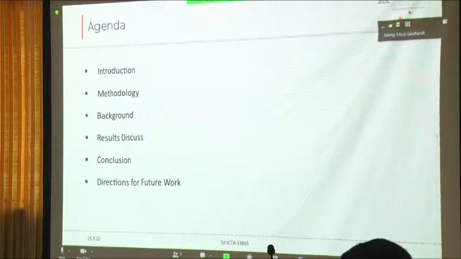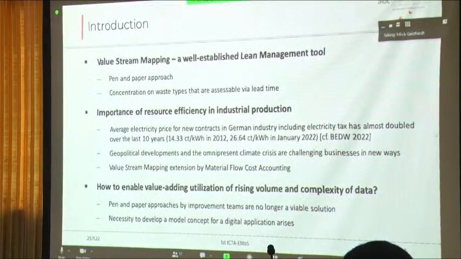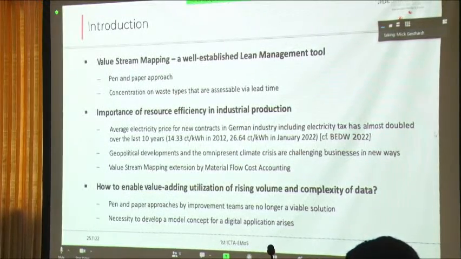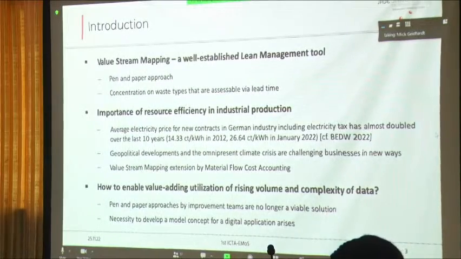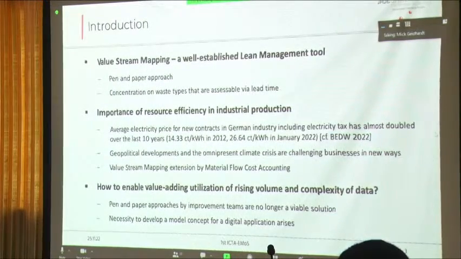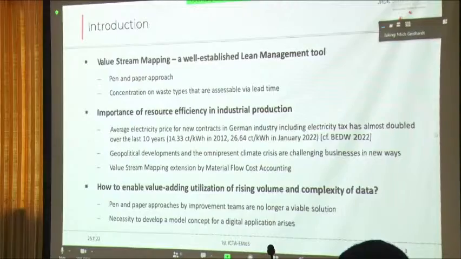So value stream mapping is a well-established e-management tool. It's been around, I think, about 20 years. It was invented by Mike Rother and John Shook, and is generally employed globally for process improvement, especially in context of brownfield planning, so optimization purposes.